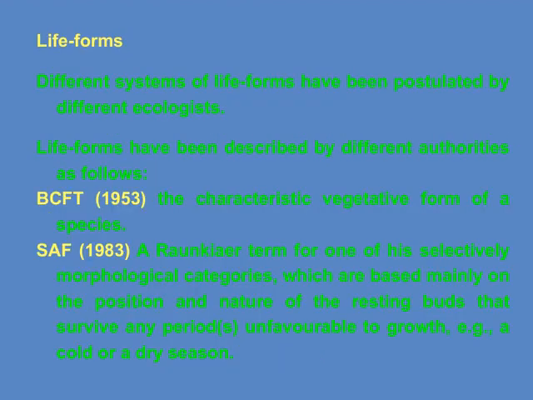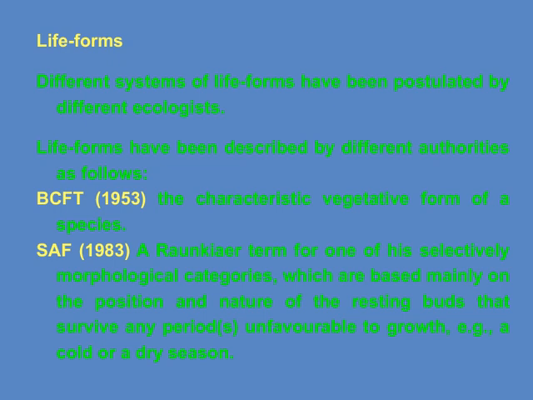Let's talk about life forms and how different ecologists have proposed various systems to categorize them. When we refer to life forms, we're essentially describing the characteristic vegetative form of a species, which can tell us a lot about how it survives and adapts. For example, BCFT, proposed in 1953, focused on this vegetative aspect, how the plant structure reflects its life strategy.